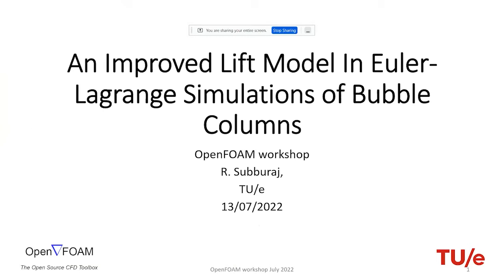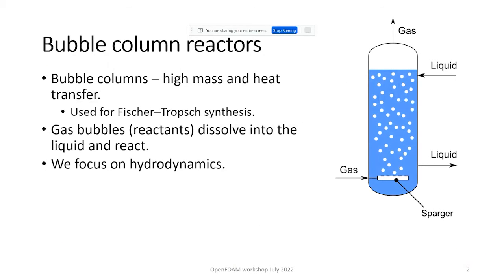I'm Rahul. I'm working at TUE under Niels, and I'm going to talk about an improved lift model in Euler-Lagrange simulations. Before we move to the Euler-Lagrange simulations, let's talk about bubble column reactors. Basically, bubble columns are just a bunch of bubbles in a column. Simple. They have high mass transfer and heat transfer, and are used for chemical applications. Usually the transfer is from the gaseous phase to the liquid phase, and the reactions happen inside the liquid phase. In our work right now, we focus on the hydrodynamics.